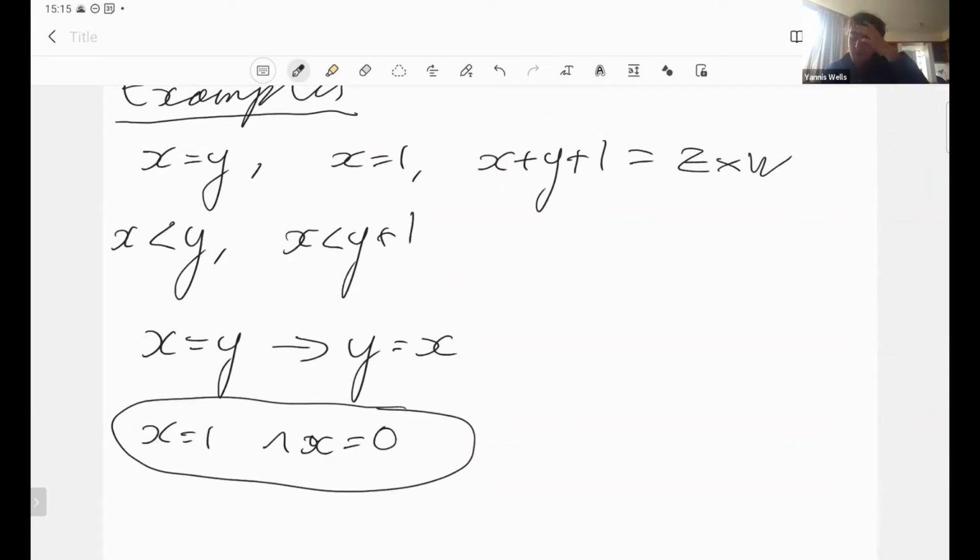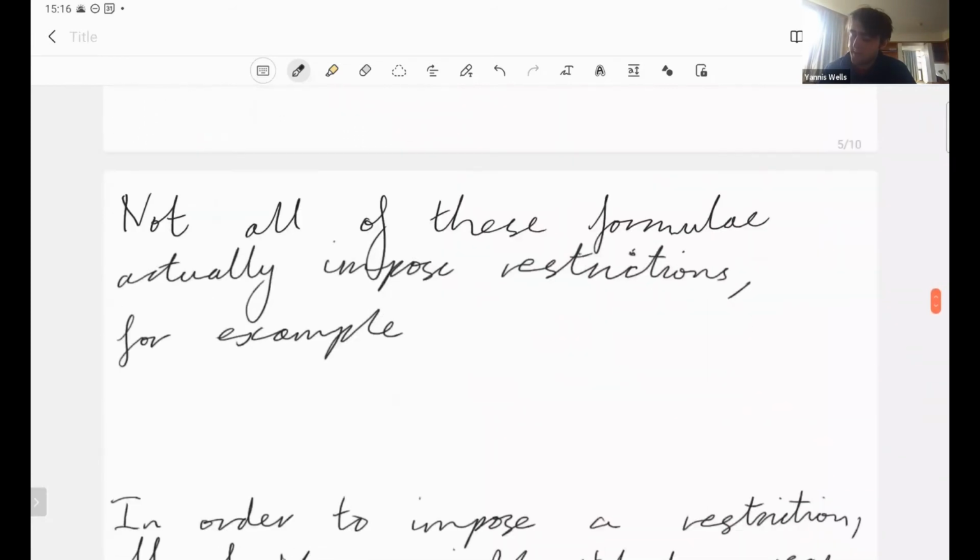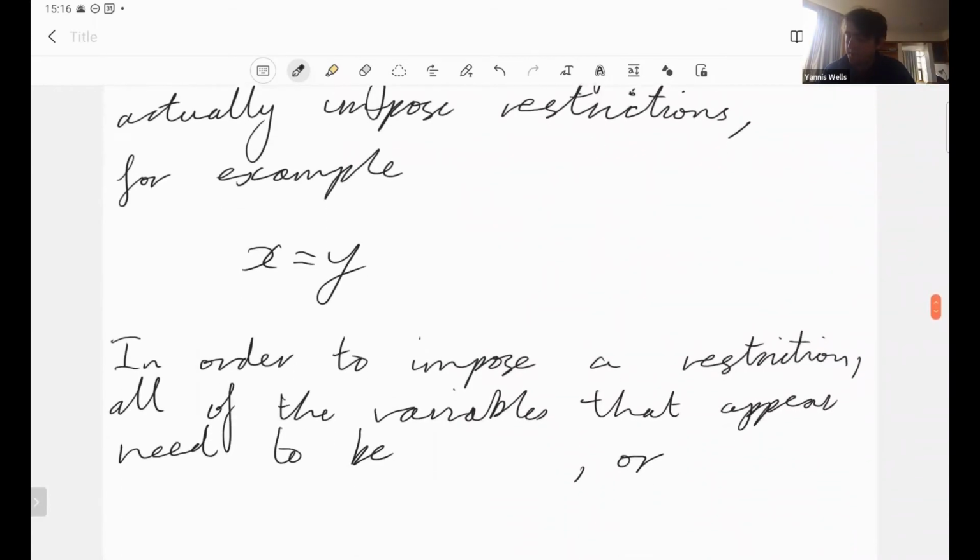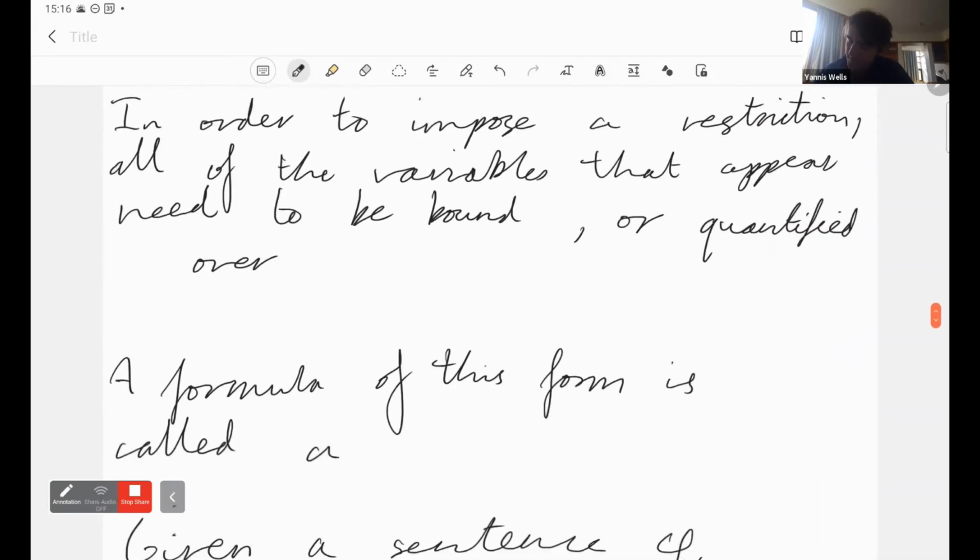But again, there's kind of a problem with these examples, in that they're not actually saying much. For example, x equals y. My x and my y are just totally free. It's not imposing any restriction. So in order to impose a restriction, all of the variables that appear need to be bound, which essentially means that they're quantified over. A formula of this form is called a sentence.